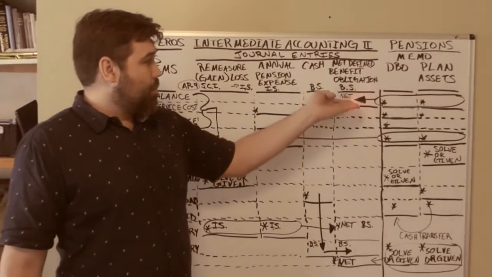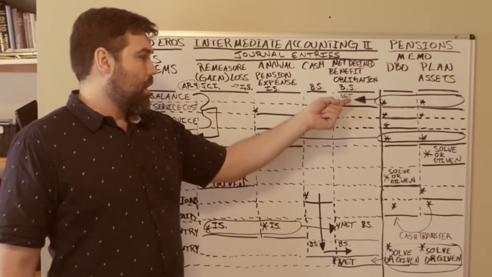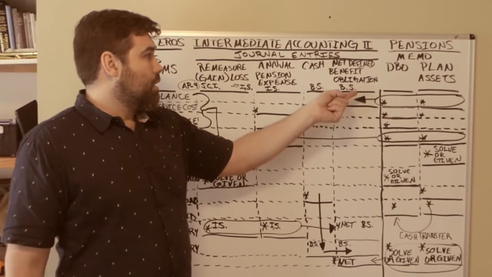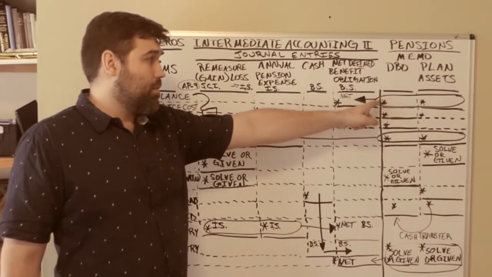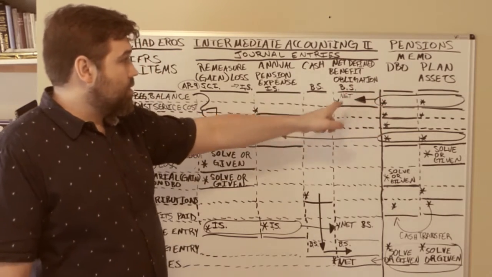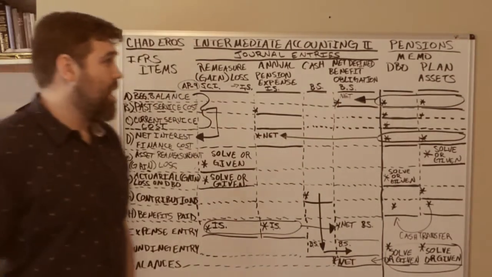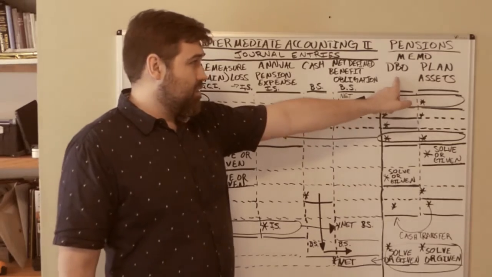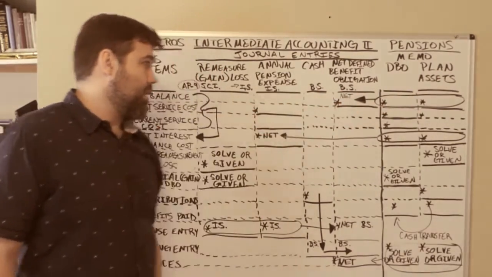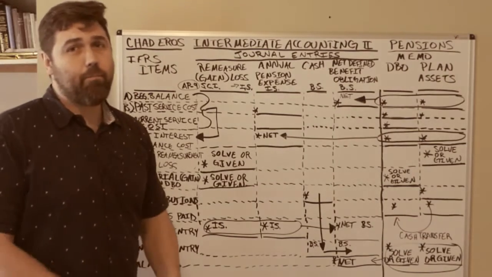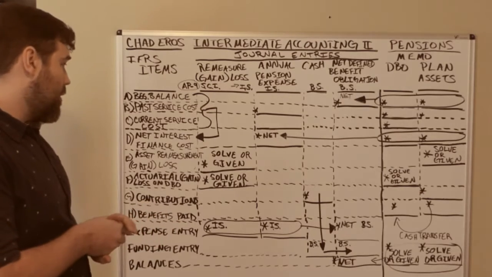I guess just to back up and talk a little about this balance sheet item, you could have more assets than your obligation or promise, and so this could be in a surplus position. But if you have more promises or obligations than plan assets, then that would be in a deficit position. Okay? So, alright, let's move forward here.